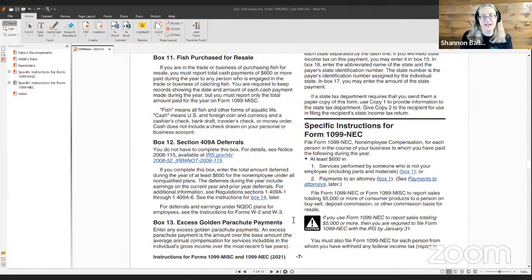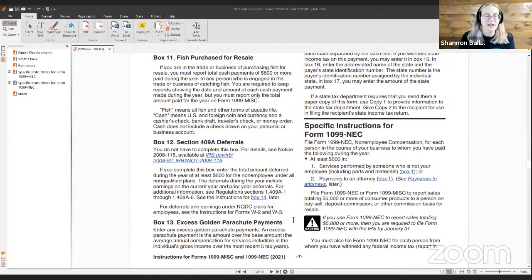If you complete this box, enter the total amount deferred during the year of at least $600 for the non-employee under all non-qualified plans. The deferrals during the year include earnings in the current year and prior year deferrals. For additional information, see Regulation Section 1.409A-1 through 1.409A-6. See the instructions for box 14 later. For deferrals and earnings under NQDC plans for employees, see the instructions for Forms W-2 and W-3.